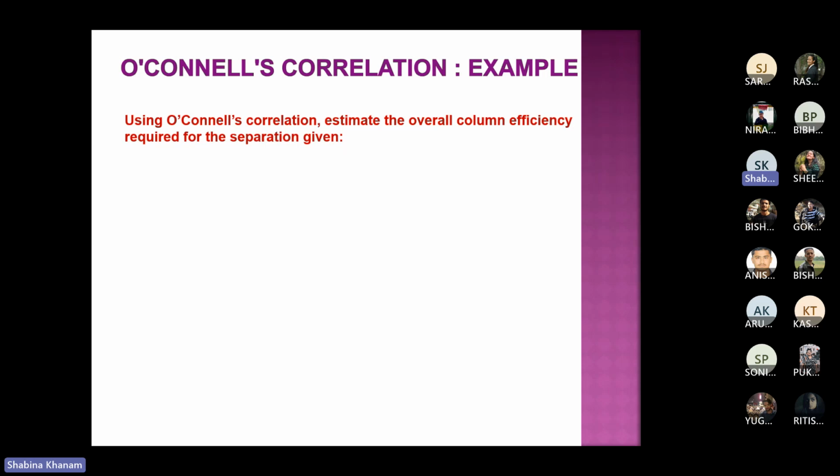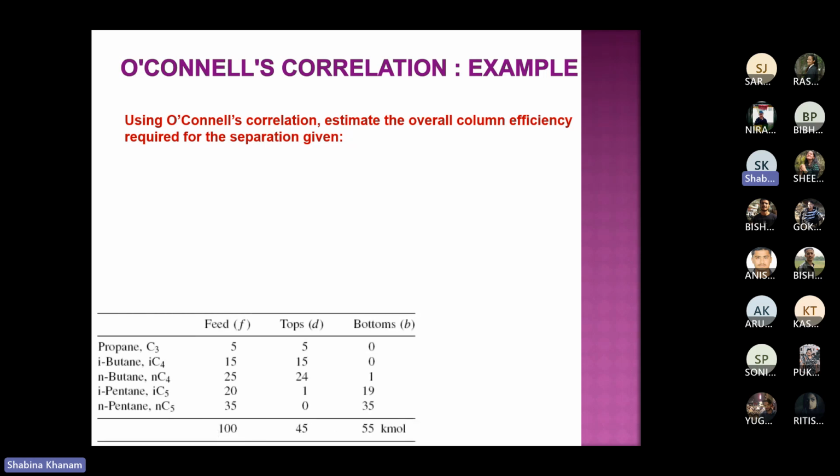This example also I have taken directly from the book. We need to use O'Connell's correlation to find the overall column efficiency required for the separation which is given.